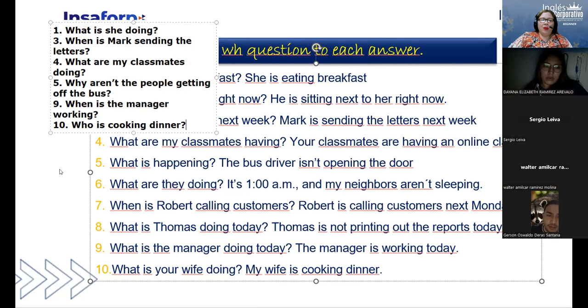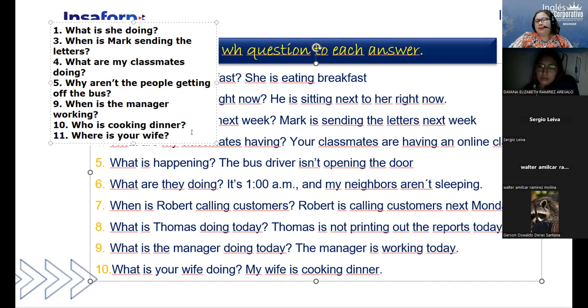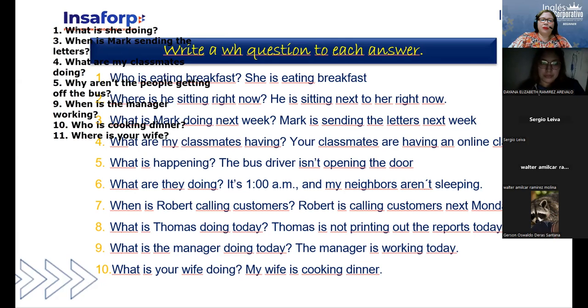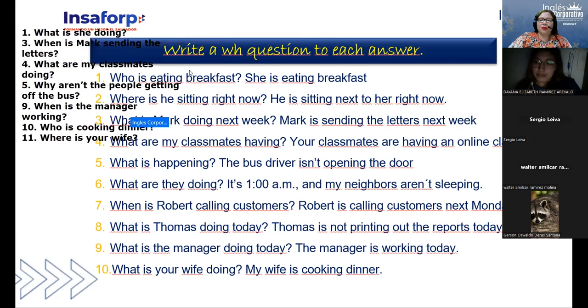¿Sí? Ok, people. Where is your wife? Okay, where is your wife? My wife is cooking dinner. Yeah, it sounds good. Depending on the situation, it sounds good. Yeah, even though we will say in the kitchen, she's cooking dinner, right? So something like that, yeah. So it sounds good, Diana. Are there any questions so far about the WH questions, guys? No questions? No. Okay.